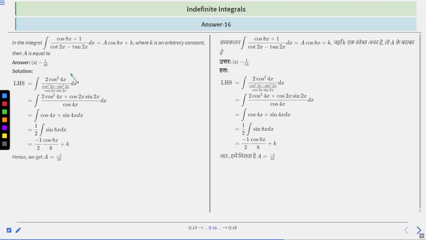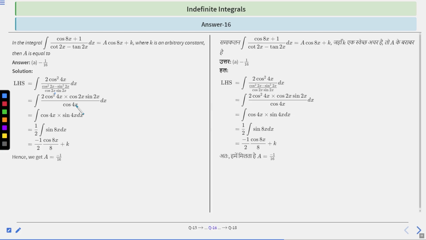Okay, let's move to the solution part. As we have discussed, cos 8x plus 1 can be written as 2 cos square 4x, upon cot 2x minus tan 2x, which can be written in terms of cos 2x and sin 2x. It is basically (cos square 2x minus sin square 2x) upon (cos 2x into sin 2x) dx integration. Now let's move this cos 2x into sin 2x upward into the numerator. So it will be the integration of 2 cos square 4x into cos 2x into sin 2x upon cos square 2x minus sin square 2x, which can be written as cos 4x, as we know that cos square theta minus sin square theta is basically cos 2 theta.